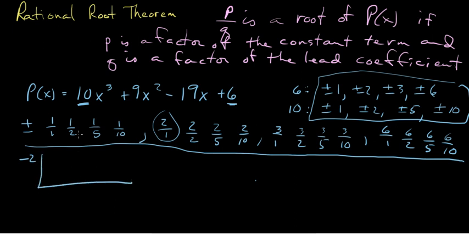So -2, and I've got the coefficients here, 10, 9, -19, and 6. Okay, so 10 comes straight down. -2 times 10 is -20. 9 plus -20 is -11. -2 times -11 is positive 22. -19 and positive 22 make positive 3. -2 times positive 3 is -6, and as you can see now we have a 0 remainder, and so that means that -2 is confirmed. That is one of the solutions.